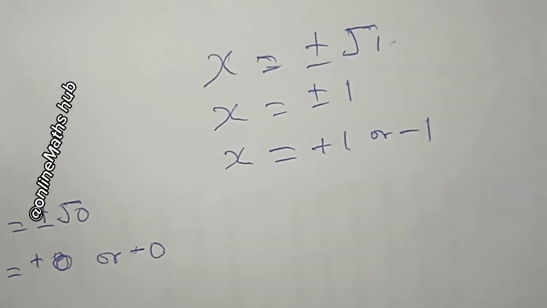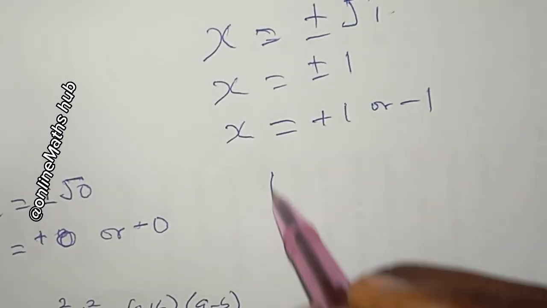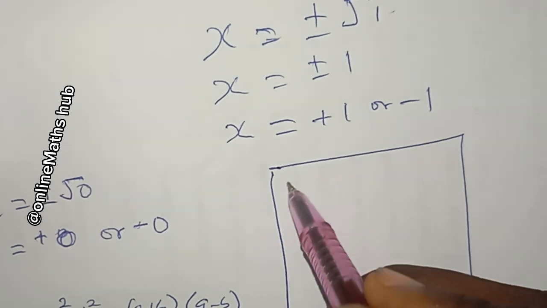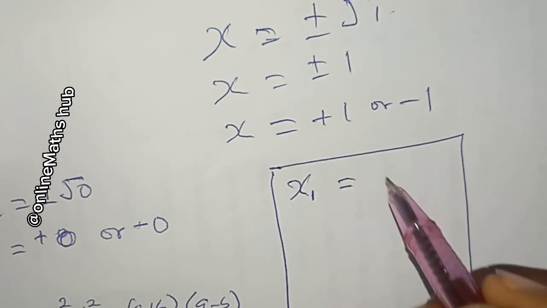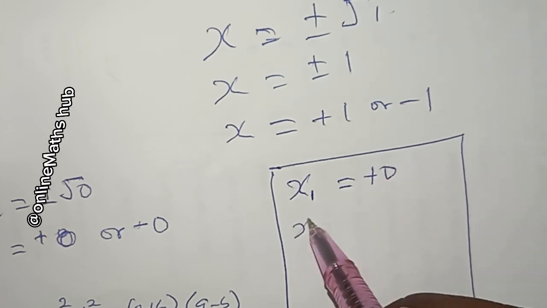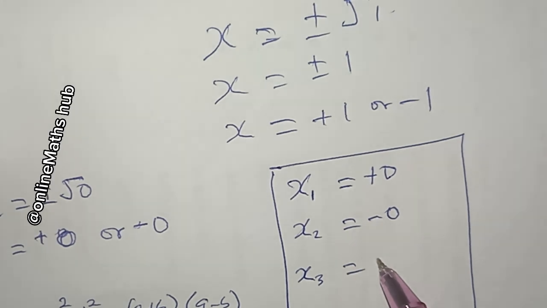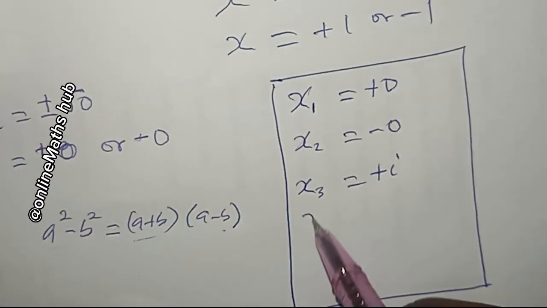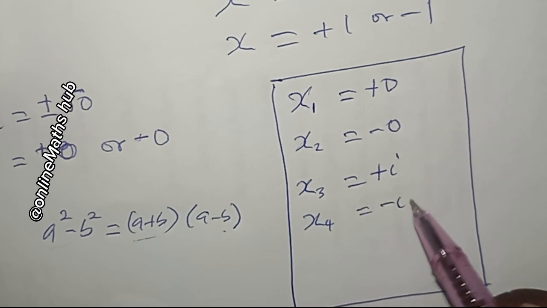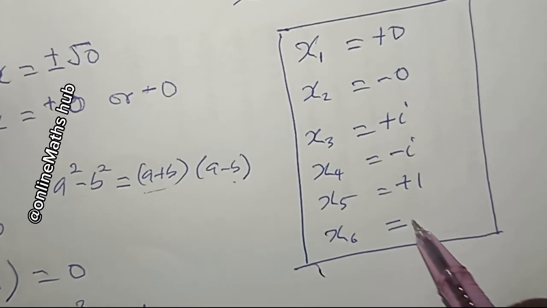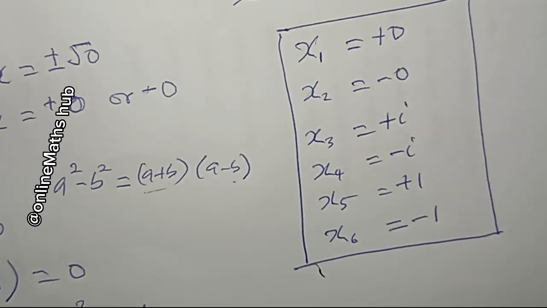Comparing all the values of x that satisfy this, I'll draw a little box to put in the 6 values of x that satisfy the equation we are solving. The first one, x1, we got to be positive 0, x2 negative 0, x3 positive i, x4 negative i, x5 positive 1, and x6 equal to negative 1. So these are all the values of x that satisfy this equation we just solved.